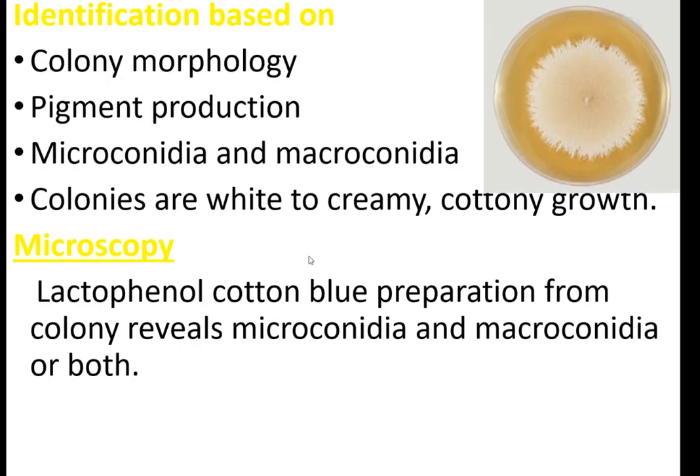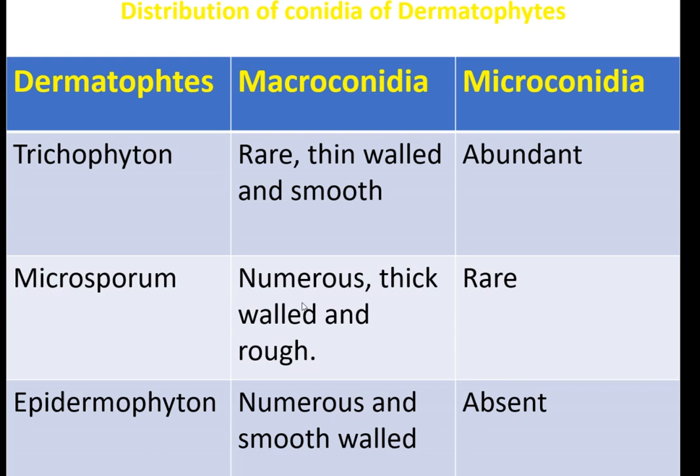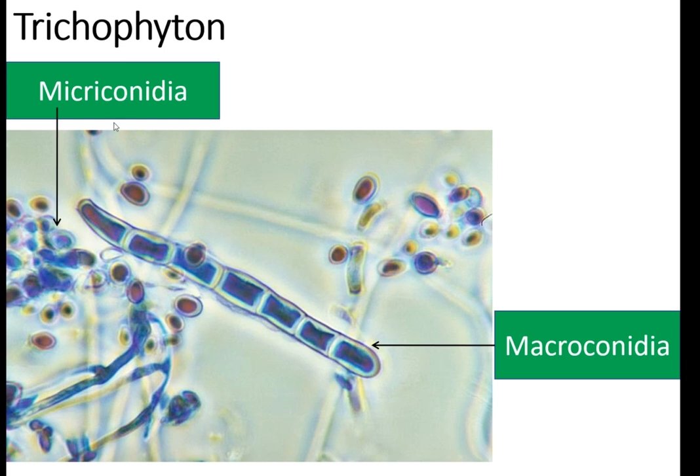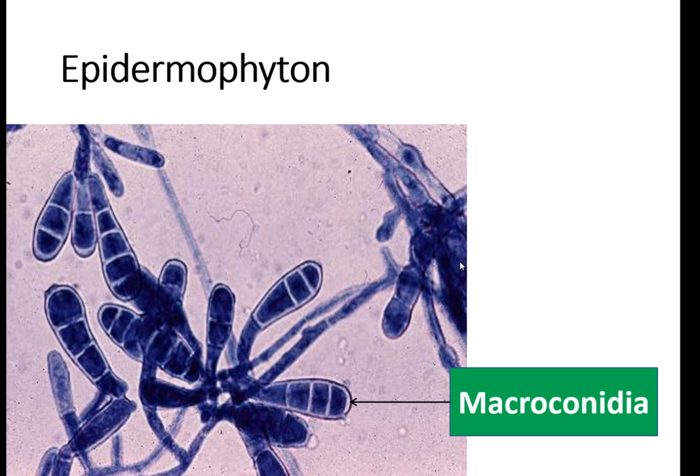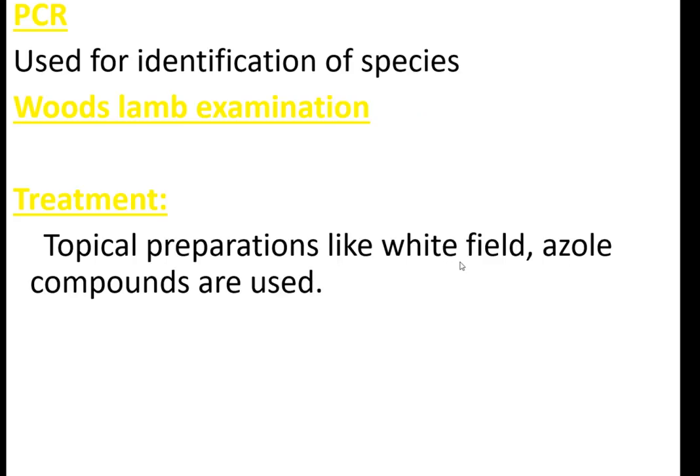We can identify by pigment production. We can see microconidia and macroconidia when we do the LPCB mount, that is lactophenol cotton blue. We can see different arrangements of the macro- and microconidia. You can see here that microconidia are abundant in Trichophyton and macroconidia are a little less. This is Microsporum, where we have more macroconidia here, and this is Epidermophyton.